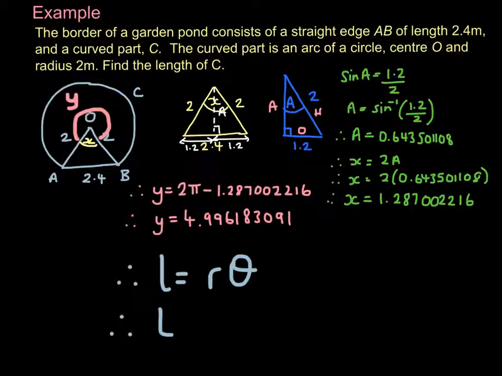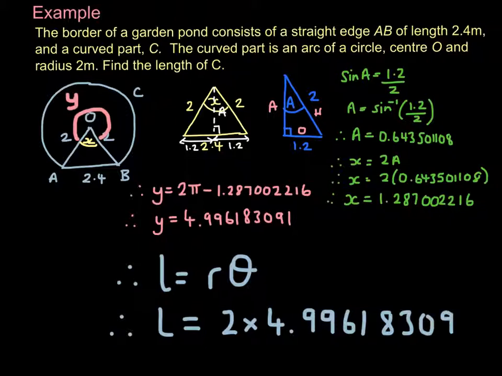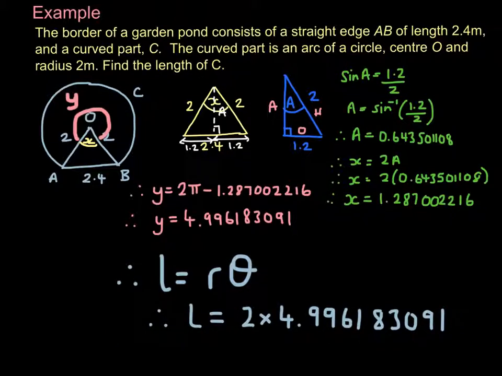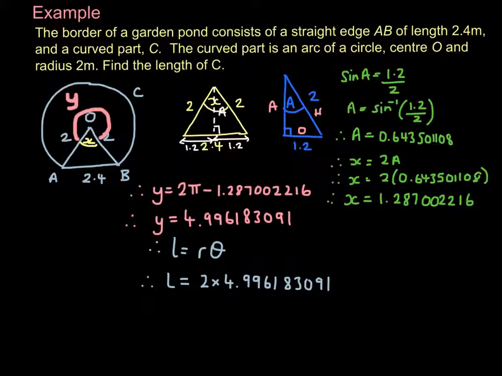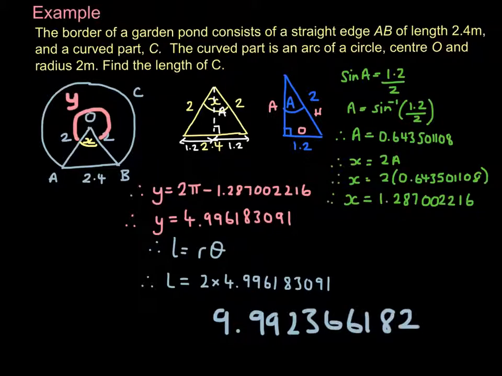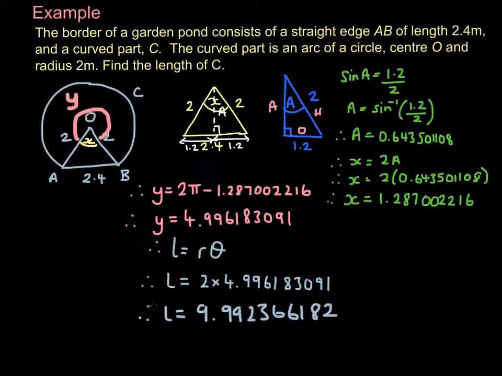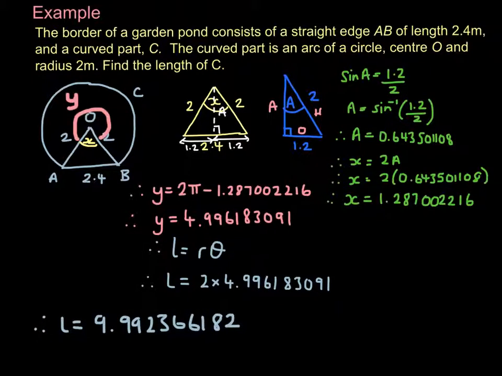So now it's the easy bit. We just use L equals R theta. So L is going to be the radius, which is 2 times 4.996183091. Okay. And then just stick that into our calculator. Let's just move these out of the way. We're running out of room now. So therefore, the full unrounded answer is going to be 9.992366182. And that is the only number you should round in your problem, the final answer.